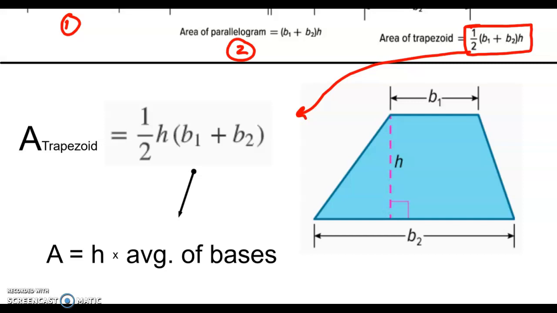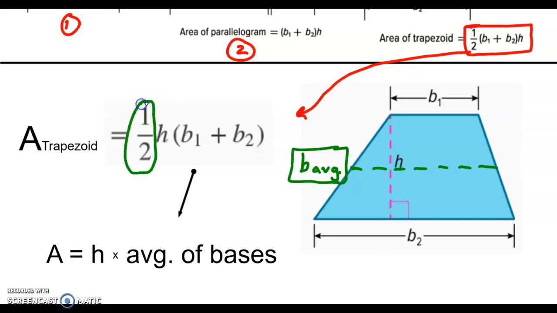Really, and we saw this back in module 7, when you had a trapezoid, we found that that middle value was going to be the average of the two bases. It was cutting the trapezoid in half from top to bottom. So that is your base average. That's what I like to use for this area formula, because the 1/2 and the base 1 plus base 2, that is just you finding the average of your bases. So the top base plus the bottom base divided by 2 is that base average.